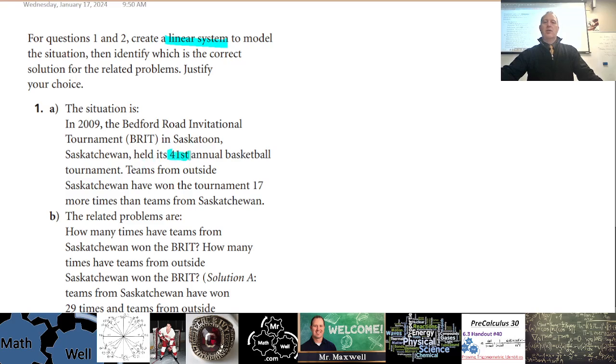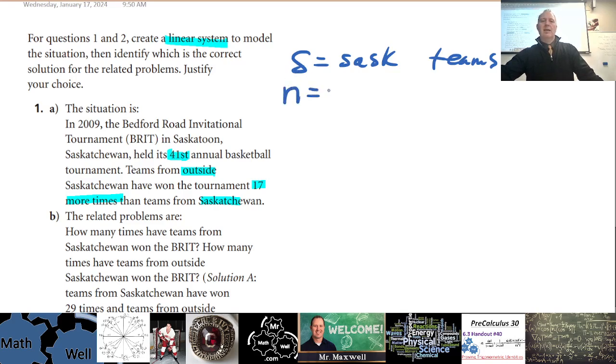Including this 41st tournament, teams from outside Saskatchewan have won the tournament 17 more times than teams from inside the province. So, if S is Sask teams, and it's important that you identify your variables, okay? Make sure you have these written down, like on a test or something. And then let's say N is non-Sask teams, okay? Just something really brief. It doesn't have to be a big long explanation, but Sask teams, non-Sask teams, okay?